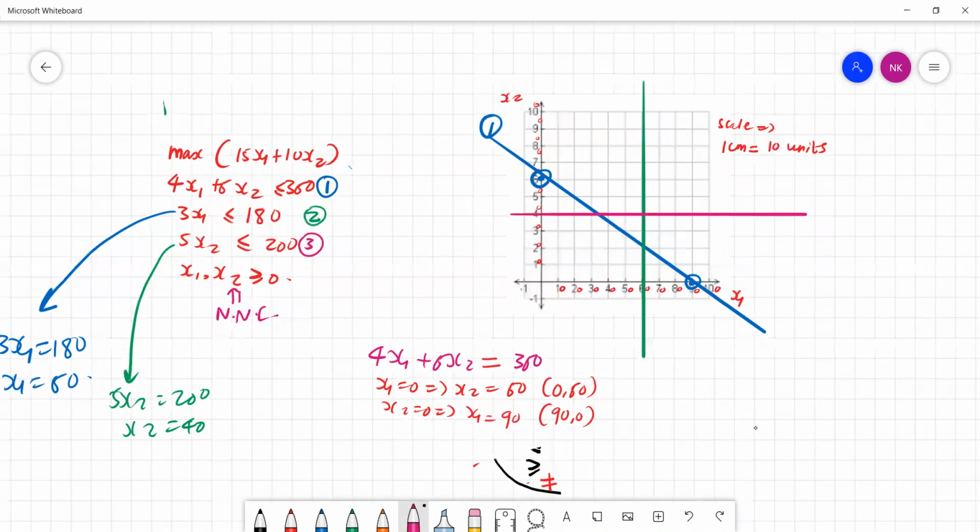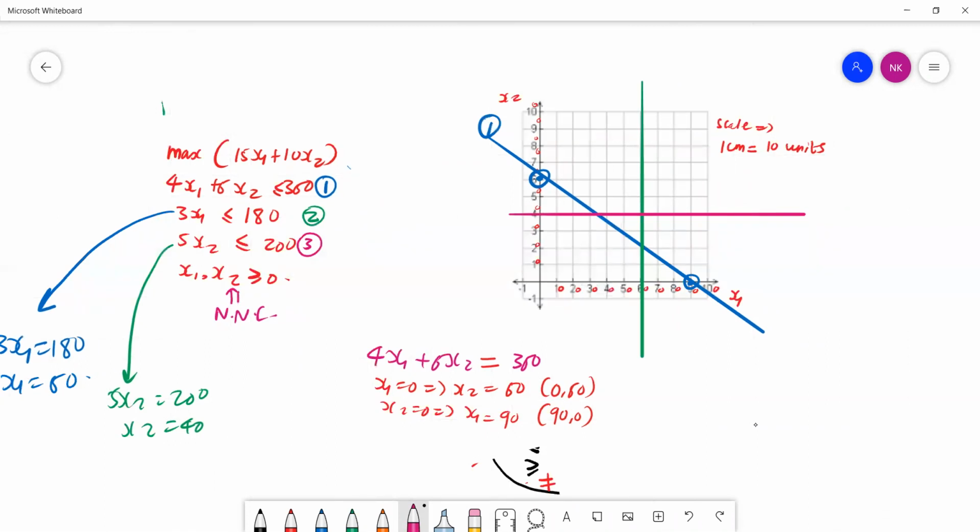So I have drawn all the three lines. This is my third constraint and this is my second constraint. For drawing all the three lines, I have considered just the equality sign instead of the inequality. Now I will be including the inequality. So for the first case, if my equation is less or equal to, that means I will be considering the entire below region.